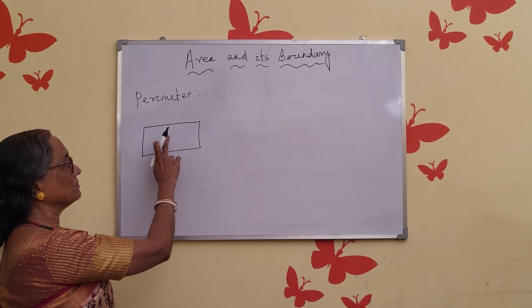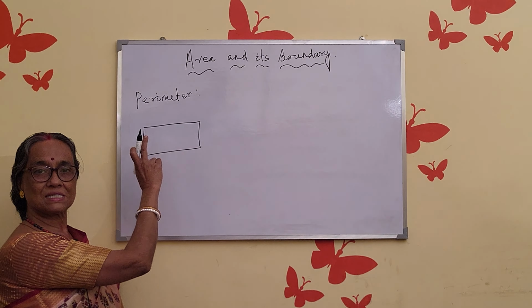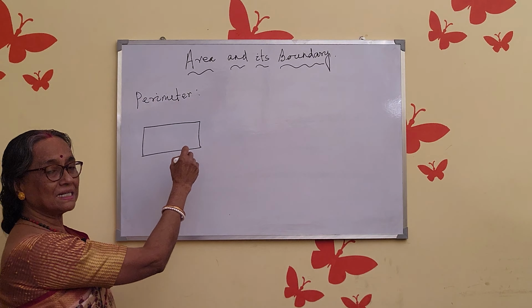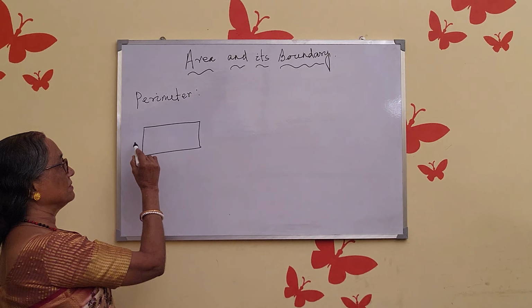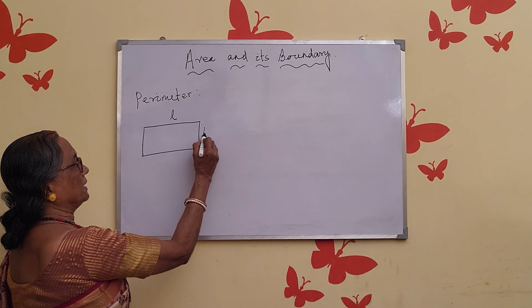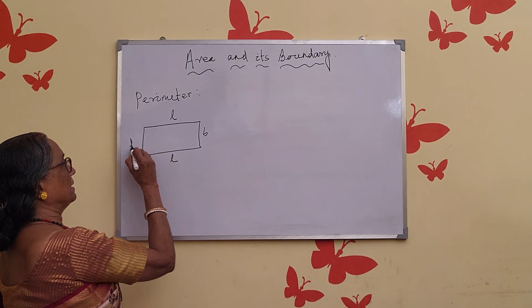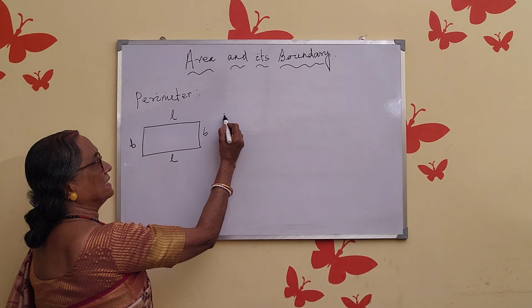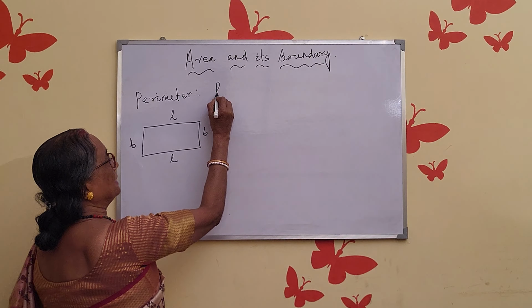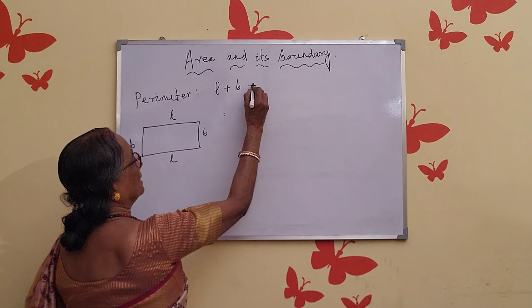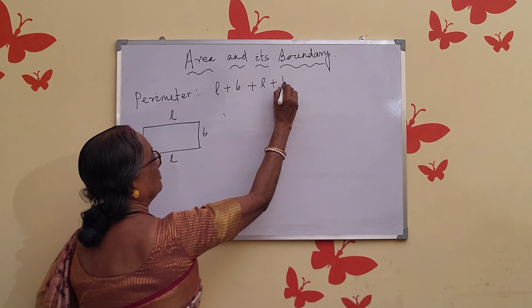Okay, what figure is this? This is a rectangle. Now how many sides are there? 4 sides are there. Length, breadth, L, B, L, B. Now perimeter is the total length of the boundaries of the shape. Therefore, L plus B plus L plus B.